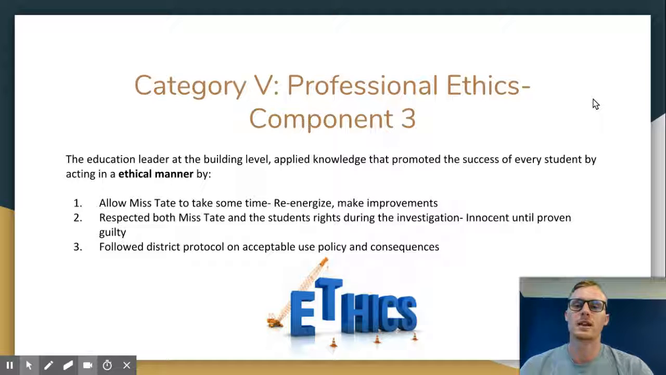Number 2, respect both Ms. Tate and the students' rights during the investigation, that every student is innocent until proven guilty, and that I'm going to conduct a thorough investigation. And the last one, just follow the district protocol and acceptable use policies and consequences ethically, just following the steps that are in place.